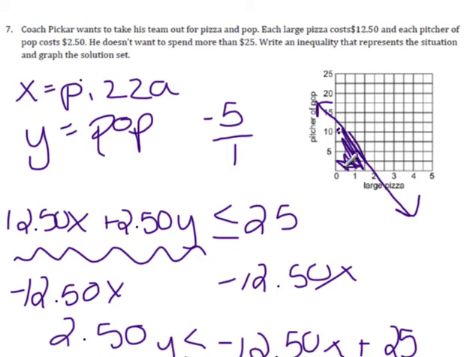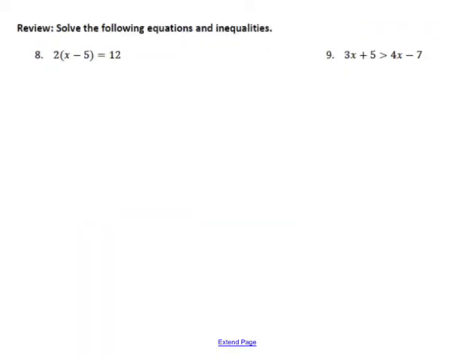So then let's take a look at number 8. For number 8, we're going to go ahead and solve this equation. That's all we're going to do. So to start, I am going to distribute in the 2. So I get 2x minus 2 times 5, which is 10, is equal to 12.